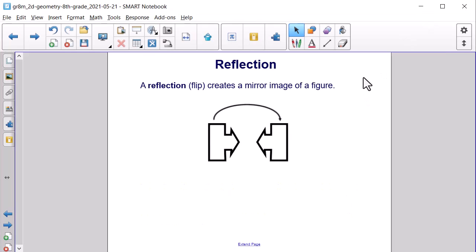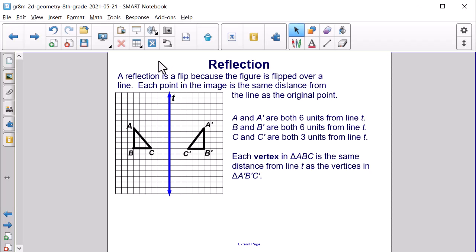A reflection or flip creates a mirror image of a figure. So if our original figure is right here and we reflect it across the line, we get this image that appears over to the right. A reflection is a flip because the figure is flipped over a line. In this diagram, it's line T.